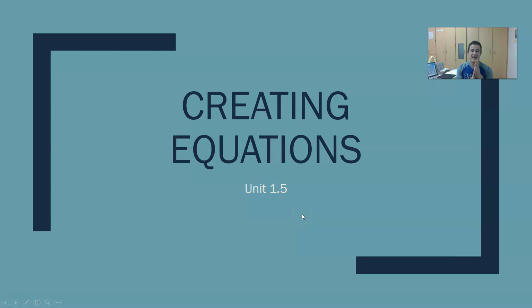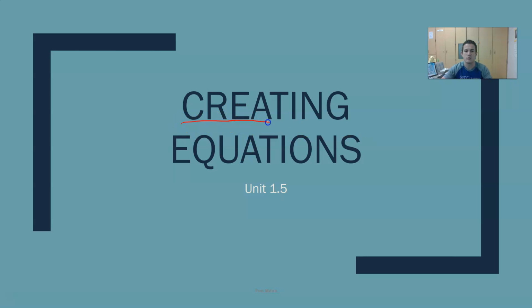We're nearing the end of our first review unit. We've talked about several things. We've talked about solving equations. We've talked about solving several different kinds of equations. We've talked about the difference between solving, simplifying, and evaluating different math expressions. We've talked about the order of operations. And on the subject of solving equations, today we're going to talk about creating equations.